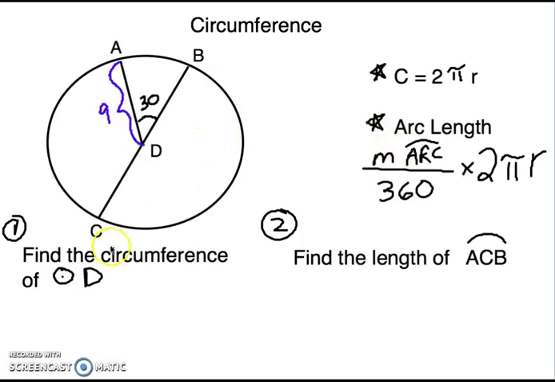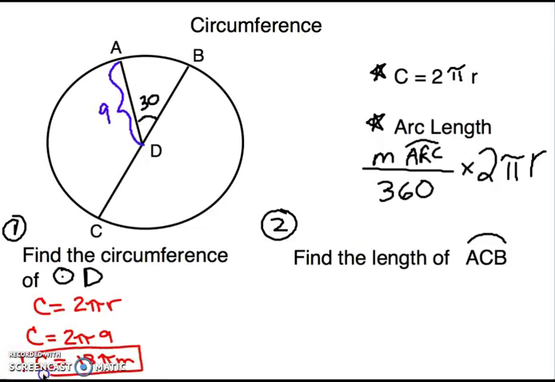So, looking at this first one, it wants us to find the circumference of circle D. So, we're going to say circumference equals, our formula is 2 pi r. And when we plug in our radius, that would be 2 pi 9. So when we solve for that, we would find that circumference equals 18 pi of whatever measure you're using. And that would be our answer that we would give. And now that's going to help us solve for our arc length as well.